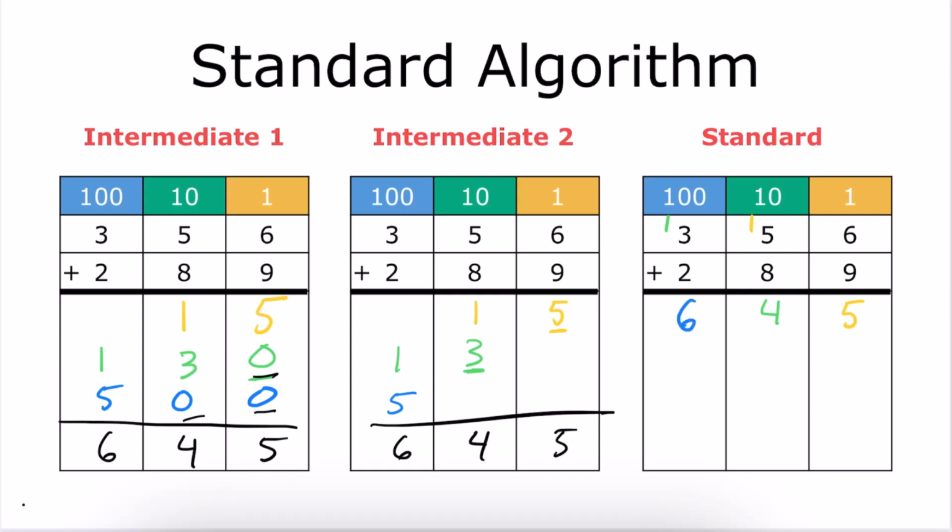And you can show your students how this standard algorithm is shorter to write out than either of the previous intermediate algorithms. But when you're teaching it to your students, you don't want to jump straight to the standard algorithm, because if you jump straight to that, it can be a little bit harder for them to understand why they're writing a 1 in the tens column. But if you lead up to it with the intermediate algorithms and then you teach the standard algorithm, it will help them understand it a little bit more clearly.